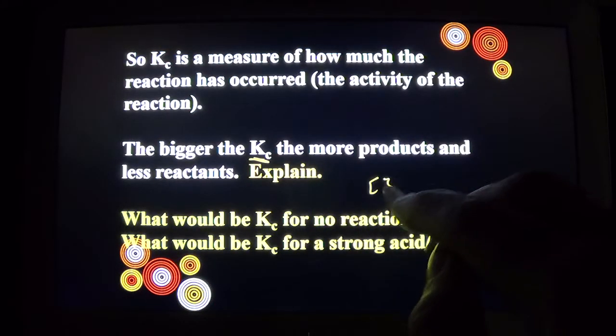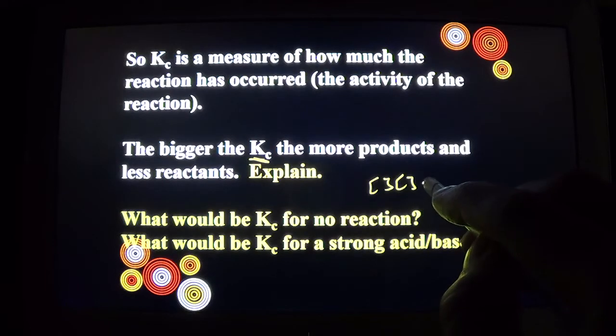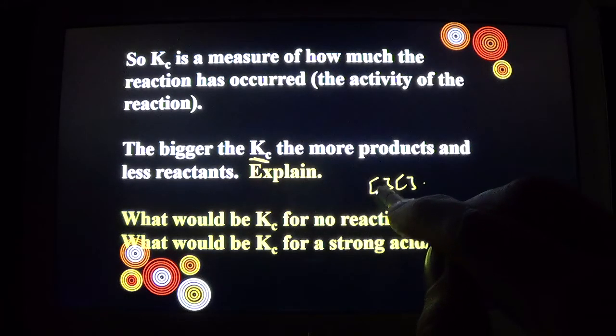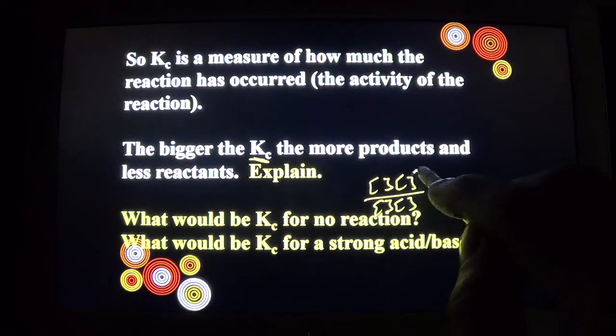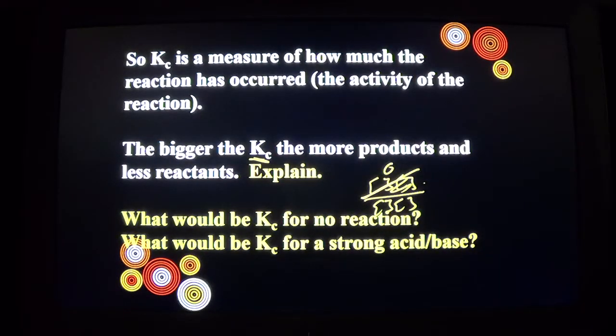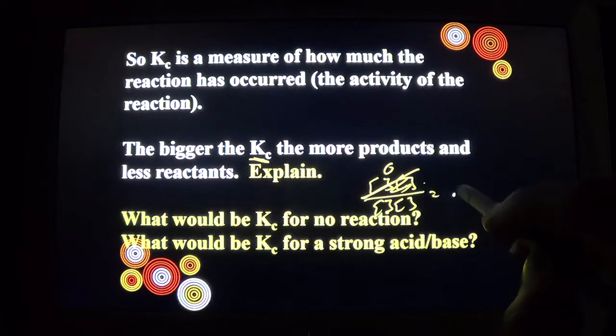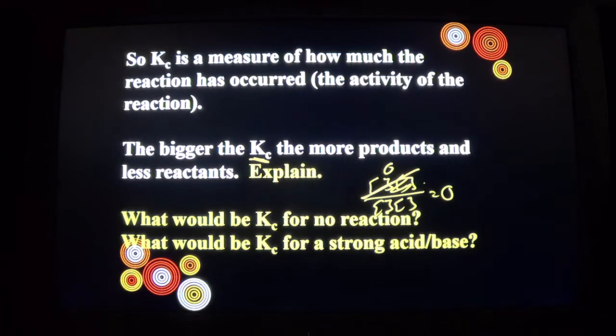Okay. So what would be the Kc for no reaction? So I start out with my reactants, and I get my products, and we do products over reactants. Well, if there's no reaction, then there's 0 products. And so my Kc would be 0.